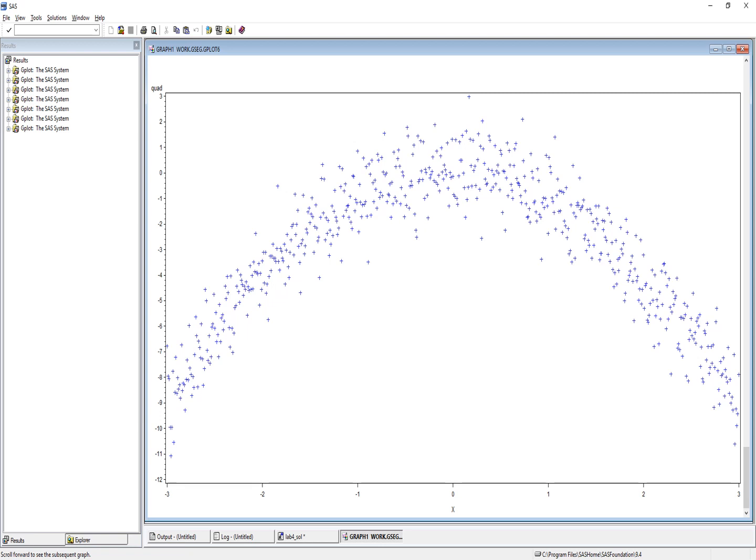A correlation of zero just means there's no linear relationship. And because there's no linear relationship, it could just mean that it's random scatter and there is, quote, nothing going on, but it could also mean that there's a more complicated relationship, like this quadratic curve we're looking at right here.